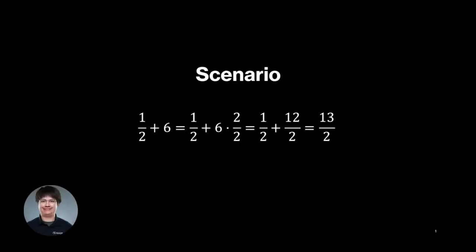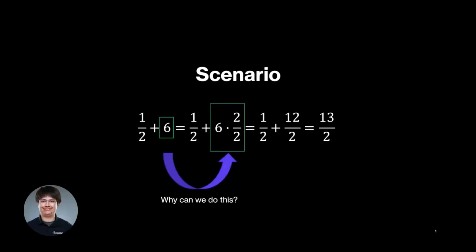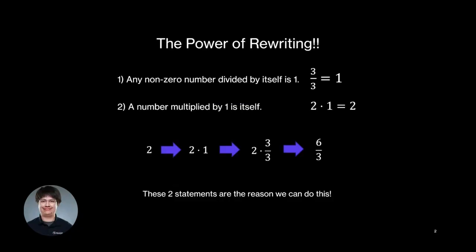Hey everyone, it's James, and I'm assuming you are familiar with adding and subtracting fractions like this. But have you ever wondered why we can multiply top and bottom by the same number? Like, it works, but how come we can do that? Allow me a few minutes to explain.